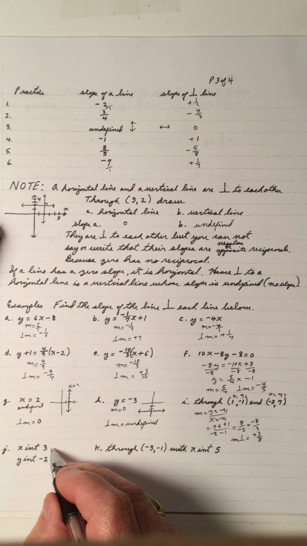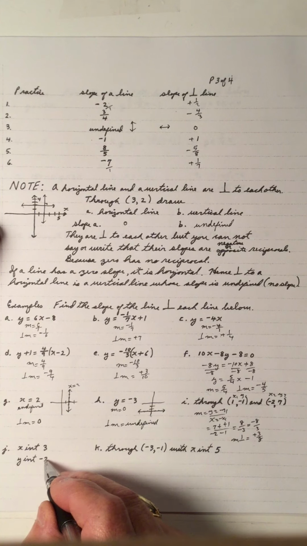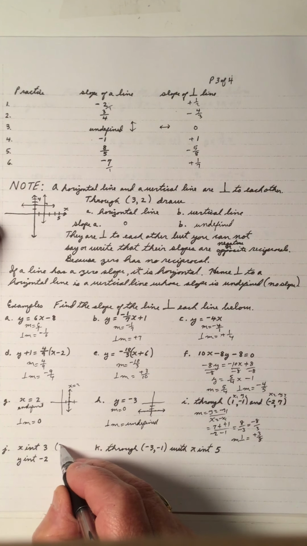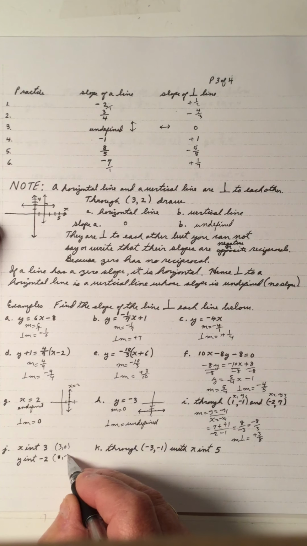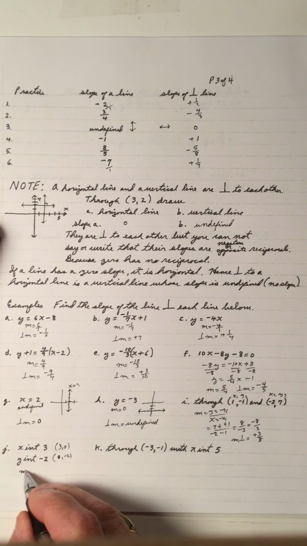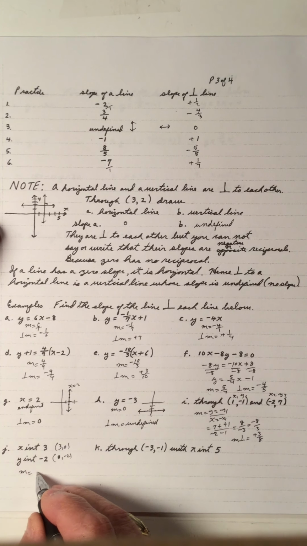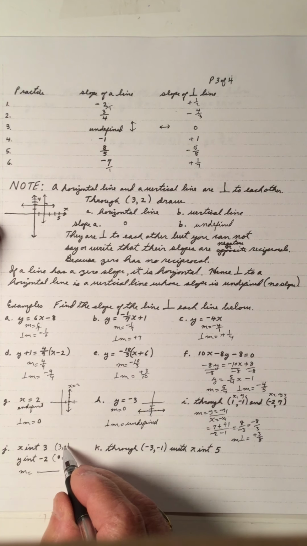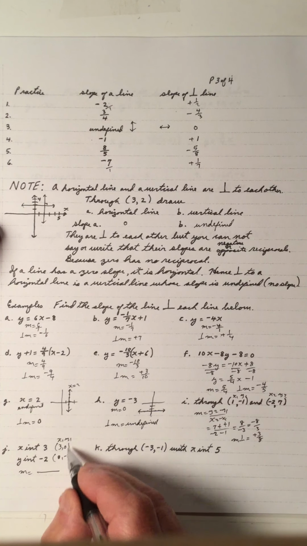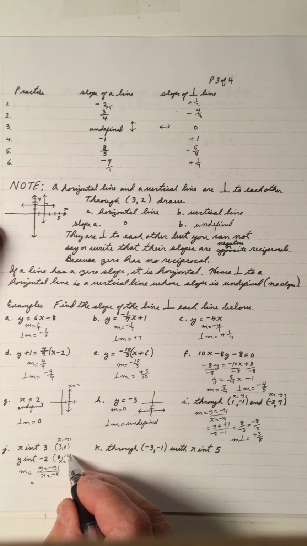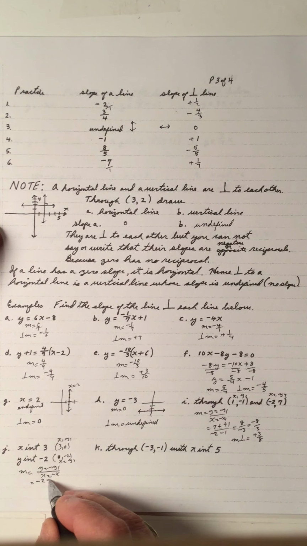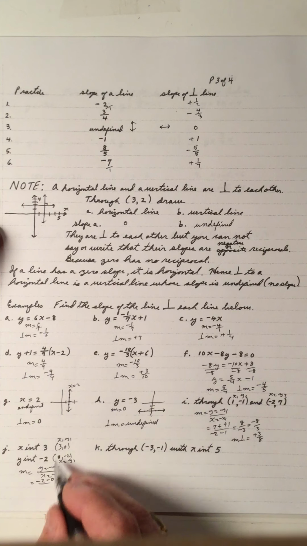Now we have an x-intercept of 3 and a y-intercept of negative 2. Well, let's make this a 3, 0. And the y-intercept is x is 0, y is negative 2. The slope of that line is y2 minus y1 over x2 minus x1, so we could go x1, y1, just to write it down. And so we have negative 2 minus 0, and 0 minus 3.